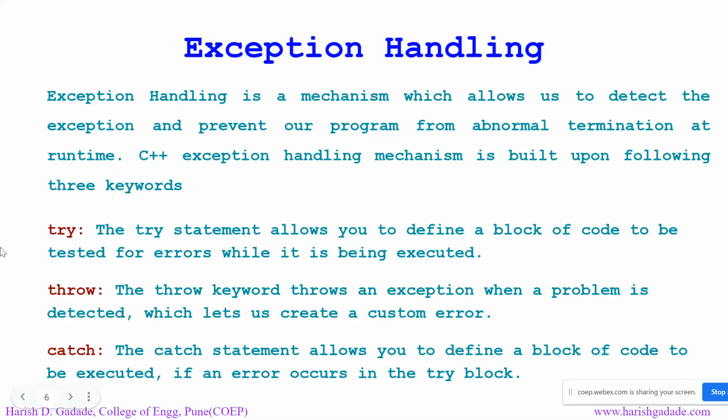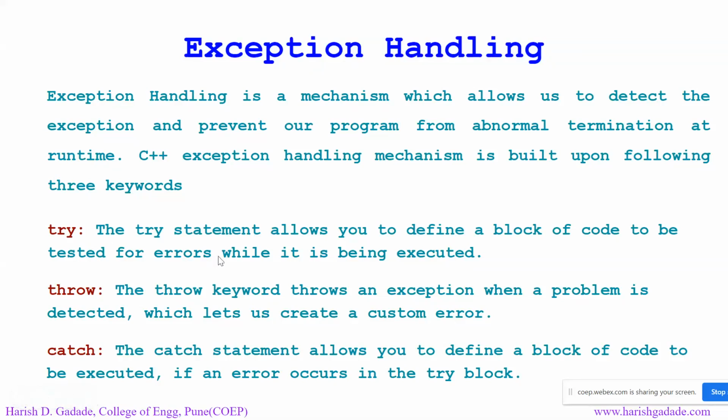So first is try, this is a block. Then the second one is throw, and the third one is catch. It has some syntax also. The try statement allows you to define a block of code to be tested for errors while it is being executed. See, actually this is not a function, but whatever the definition of this one, it has some block of code.